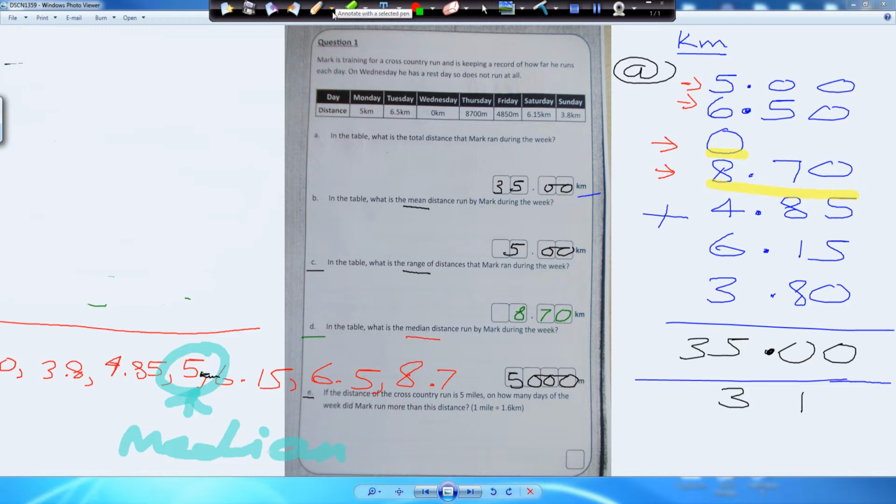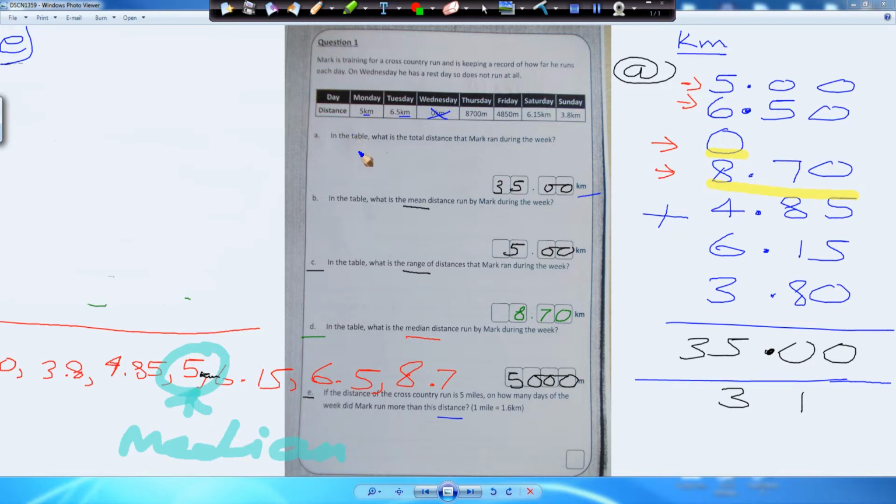Okay, question E now. If the distance of the cross-country run is 5 miles, how many days of the week did Mark run more than this distance? So it's done by miles now. And we got our question in kilometers. So how many days did he run more than 5 miles? Well, it wasn't that day, was it? So we need to now work out, change these into miles and then compare it.